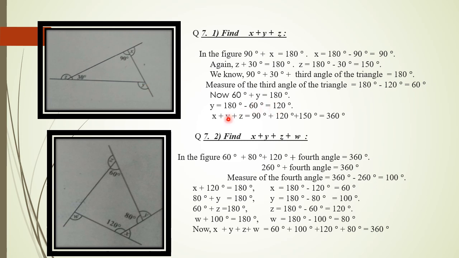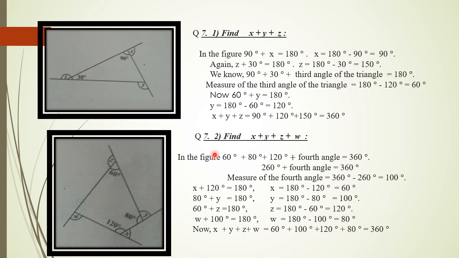So we got x, y, z. So we have to add and find out the answer. 90 degree plus 120 degree plus 150 degree is equal to 360 degree. So x, y, z are the exterior angles of this triangle. So we get the result that the sum of all the exterior angles of a polygon is 360 degree.